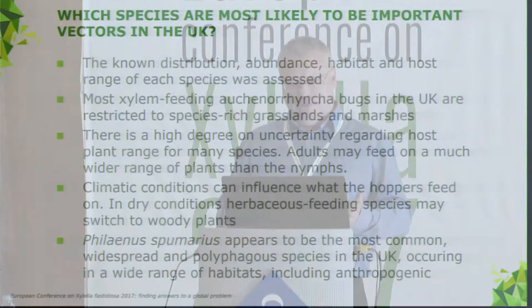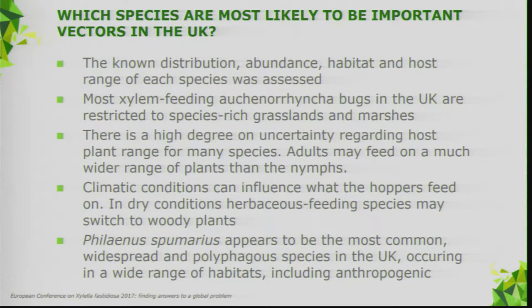So the conclusion, not surprisingly, on what's likely to be the most important vector in the UK, was that Philaenus spumarius appears to be the only key vector species in the UK. You have a lot more species in the Mediterranean, so things may be different. But Philaenus spumarius is fairly unique in the UK, or different from the other species that we have. It's the most common, widespread, broadly polyphagous. It can switch hosts. It occurs in a wide range of habitats, including anthropogenic ones. And it's occasionally found at commercial nurseries that are importing Xylella hosts from the continent, so there is a potential pathway of introduction of the bacterium into the UK via Philaenus spumarius.